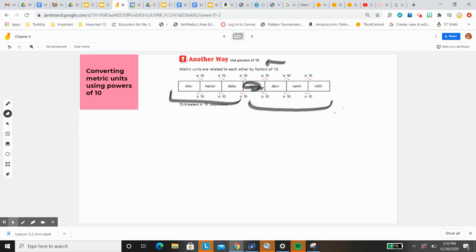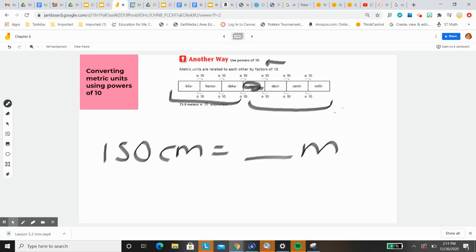Okay, what if I were going to convert 150 centimeters into meters? What would that be? All right, so boys and girls, here's what I'm going to have you do. I'm going to put an X on centa. Okay, let's use a different color here. I'm going to put an X on centa, and I'm going to put an X on meter.